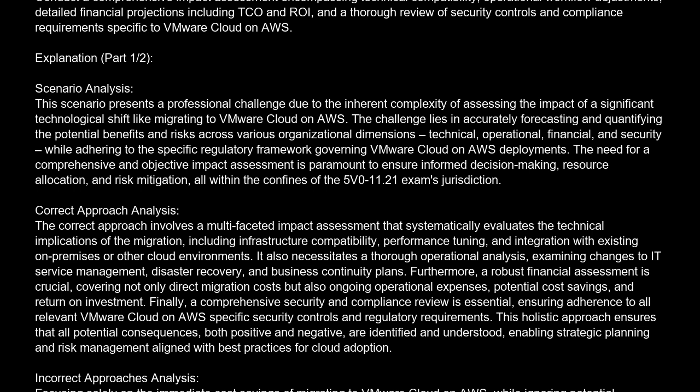This holistic approach ensures that all potential consequences, both positive and negative, are identified and understood, enabling strategic planning and risk management aligned with best practices for cloud adoption. Incorrect approach analysis: focusing solely on the immediate cost savings of migrating to VMware Cloud on AWS, while ignoring potential increases in operational complexity or the need for specialized skill sets, represents a significant regulatory and ethical failure.